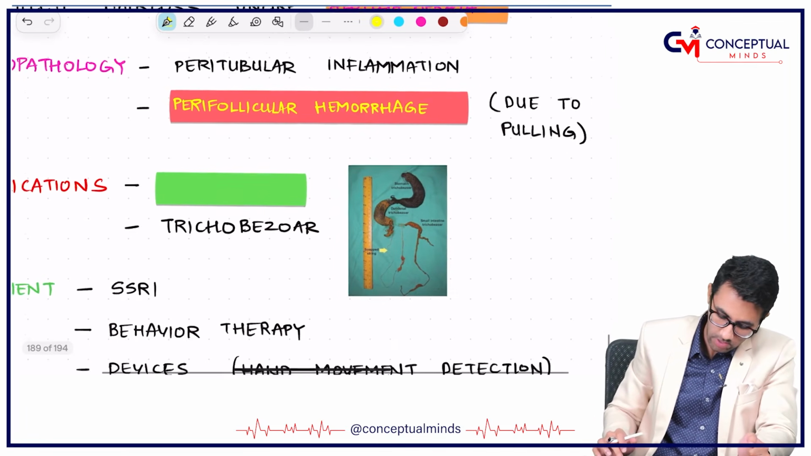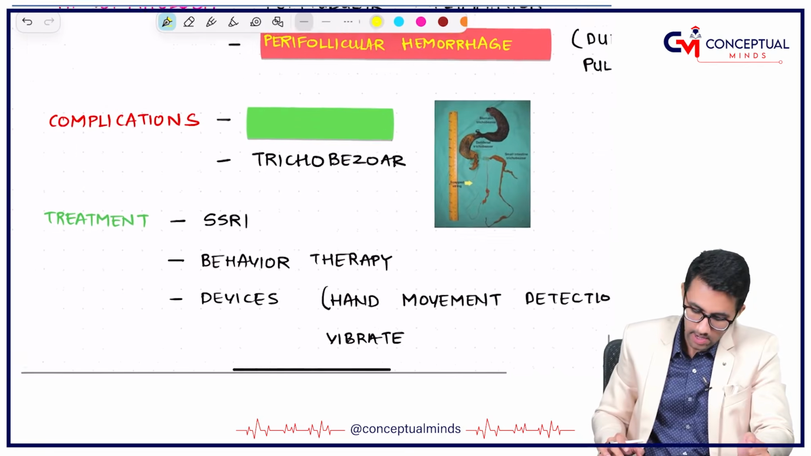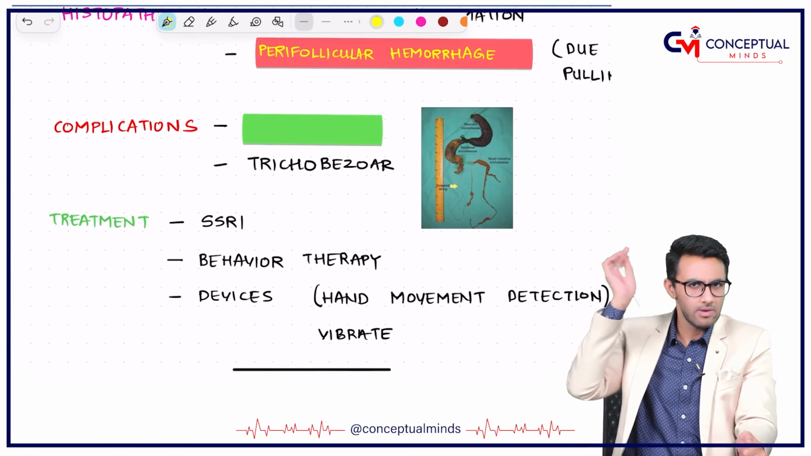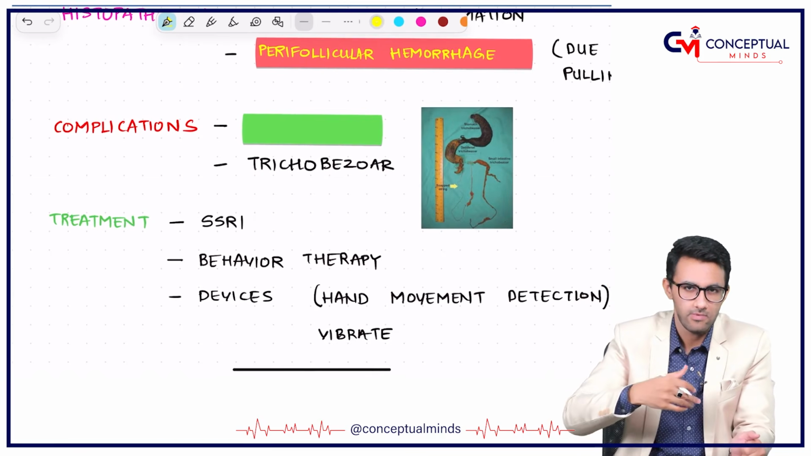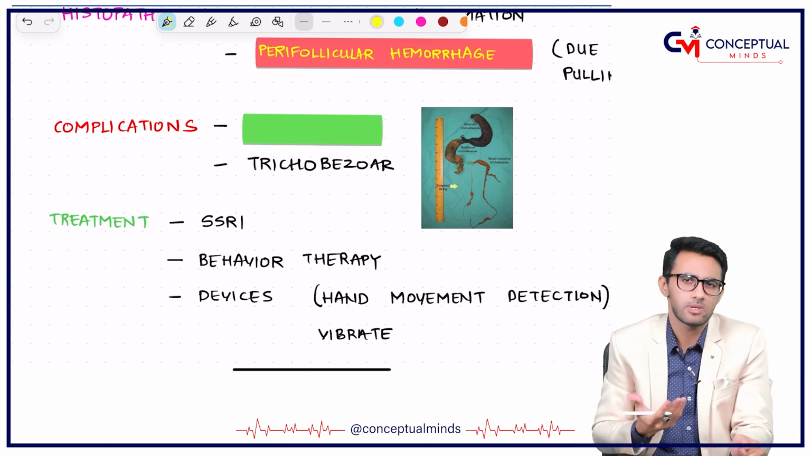Okay, fine, that is due to the pulling of hair. Okay, how about the complication? What can happen is, some patients can pull the hair and they can eat it. They will pull the hair and they will eat it. What is that going to cause? It's going to cause obstruction, right?